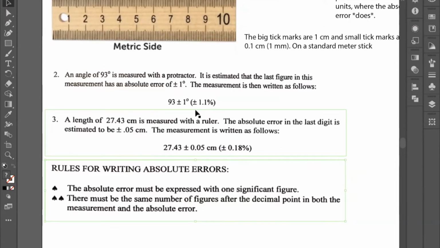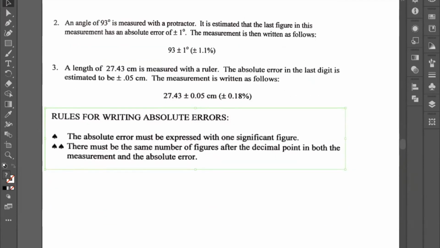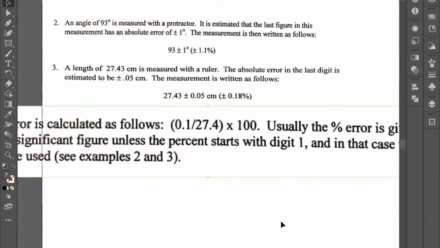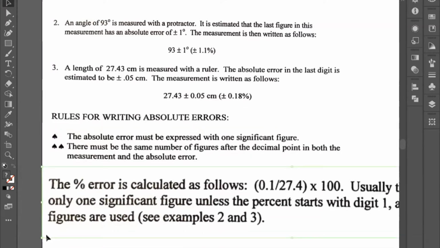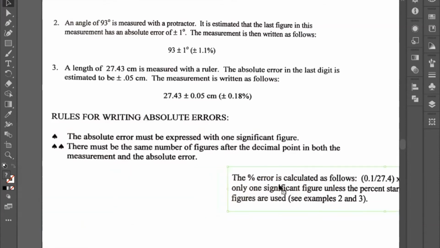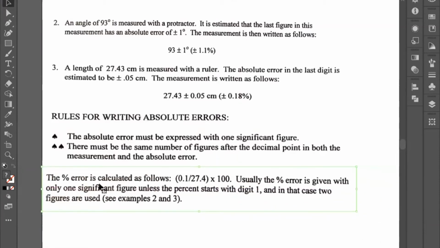So usually percent error is given with 1 significant figure unless the percent starts with a digit 1, in which case 2 sig figs are used.